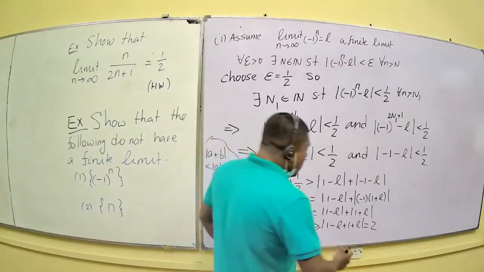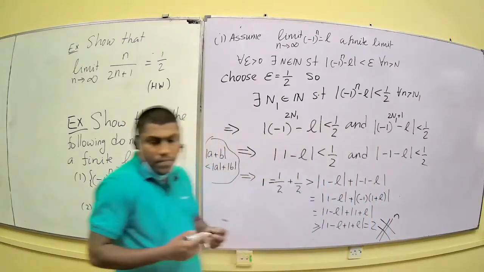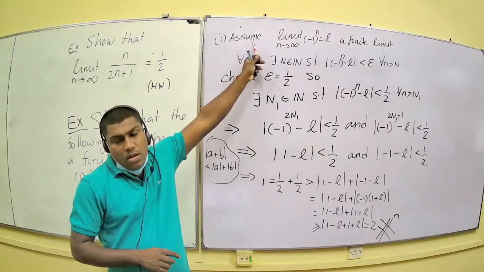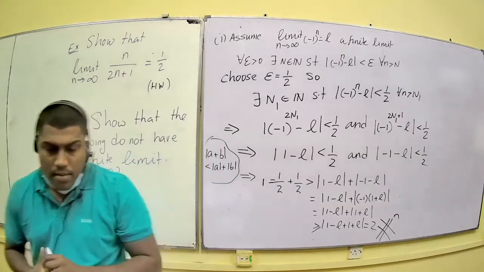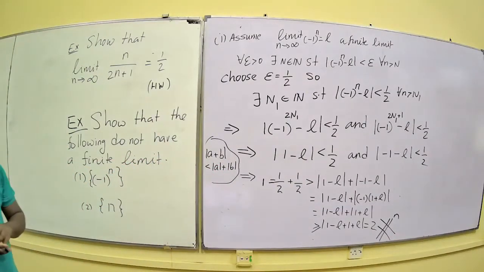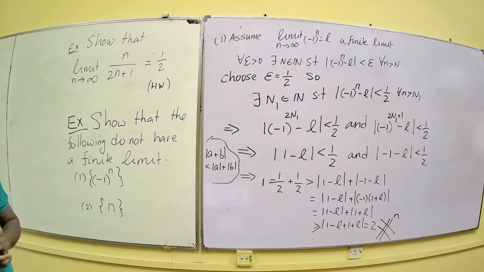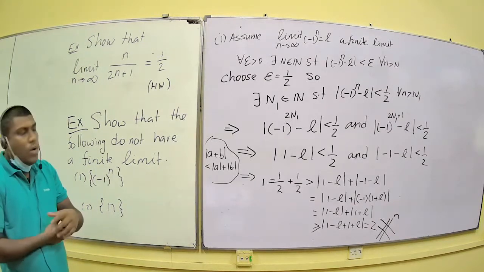So if this is a contradiction, the assumption is wrong. So this sequence cannot have a finite limit. That is how we prove that a certain sequence does not have a finite limit. Now let me come back to epsilon equal to half.